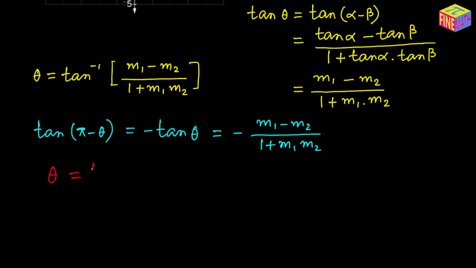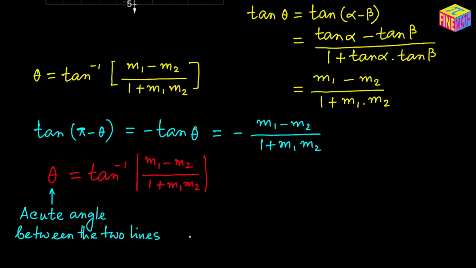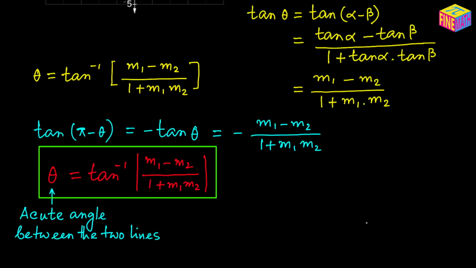theta will be equal to tan inverse of absolute value of (m sub 1 minus m sub 2) over (1 plus m sub 1 times m sub 2). And also I have made a note here that this theta would be the acute angle between the two straight lines. Let me highlight this. So when you know the slopes of the two straight lines, we can calculate the value of the angle between the two straight lines using this formula.